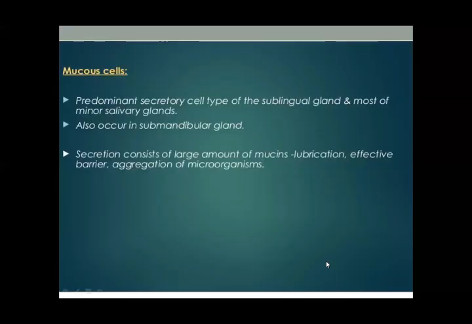Mucous cells are the predominant cell type of the sublingual salivary gland and most of the minor salivary glands. They also occur in the submandibular gland. Secretions consist of a large amount of mucin, a lubricant, effective against aggregations of microorganisms.